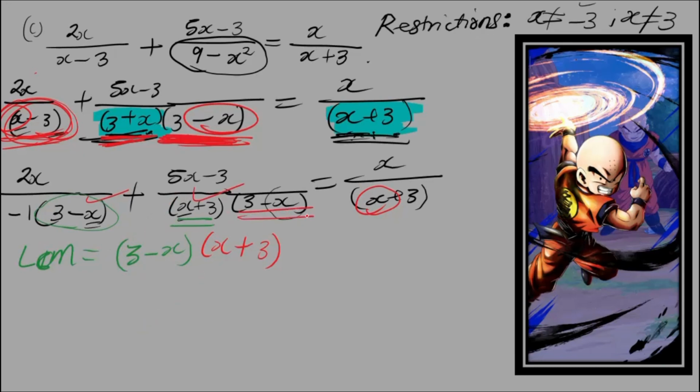How about 3 minus x? Is it represented? Yes, I already wrote that on my LCM. How about this denominator, the x plus 3, the one on the right? Is it represented? Yes, I already wrote that on my LCM. I don't need to write something twice in this case. Is that proper? Good. Now the next part is that I'm going to multiply every fraction with the LCM. So let's do that. So I have 2x into -1 into 3 minus x. Multiply that with the LCM. My LCM is 3 minus x and x plus 3.